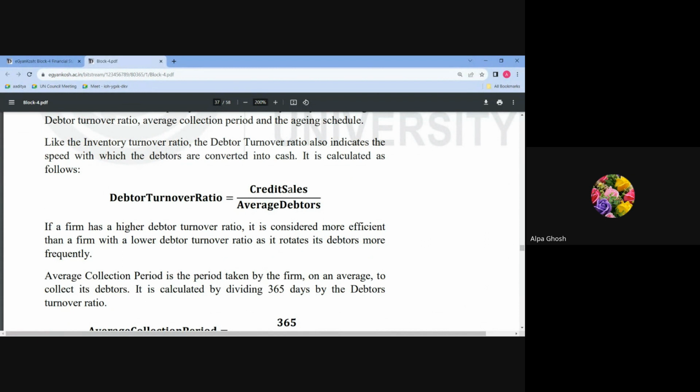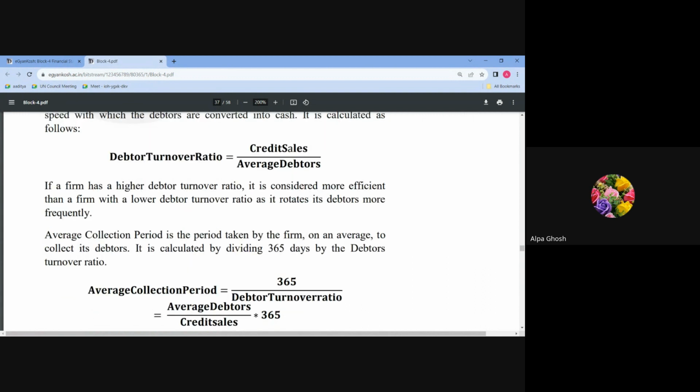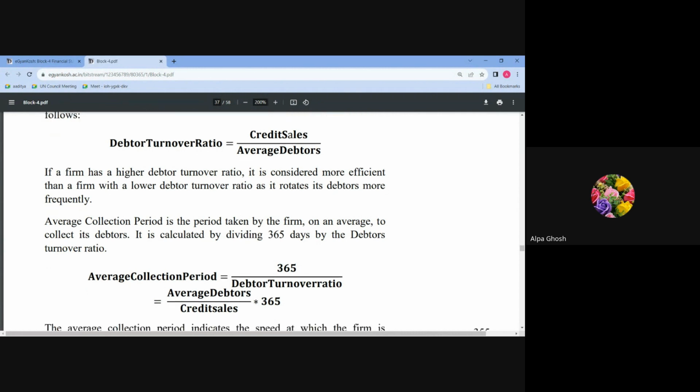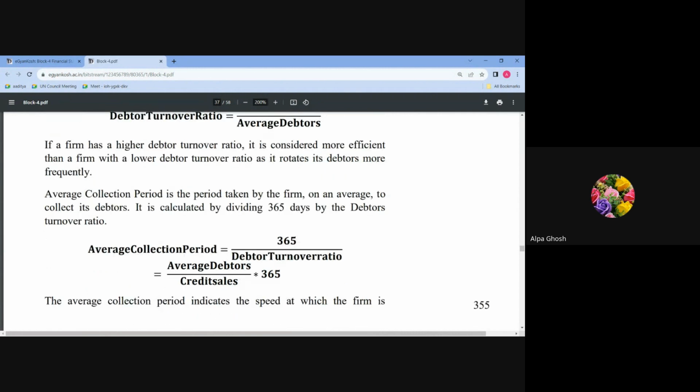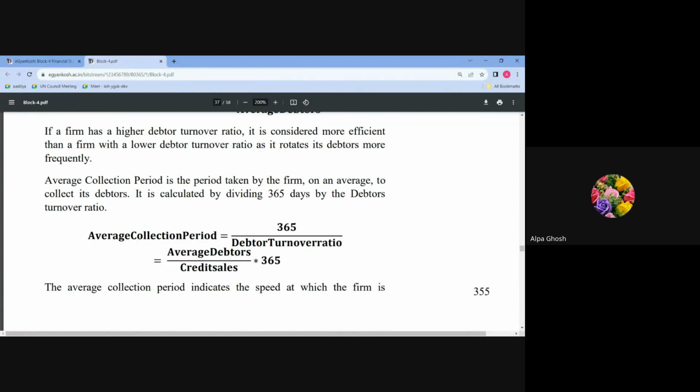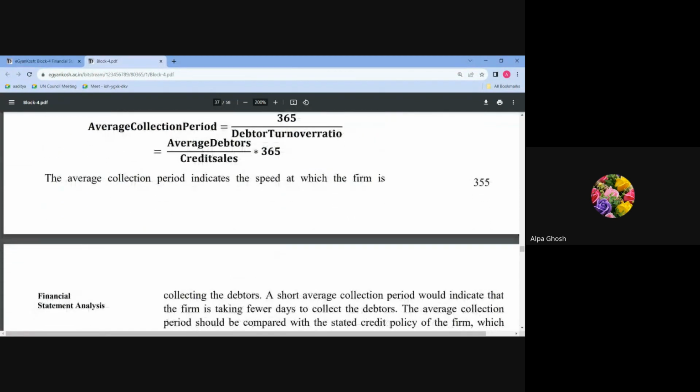And if you want to know the period in which we are getting back the amount from the debtors, the average period, then we take average debtors, just the opposite of debtor turnover ratio: average debtors divided by credit sales multiplied by 365. In this way, we will know the average collection period of debtors.